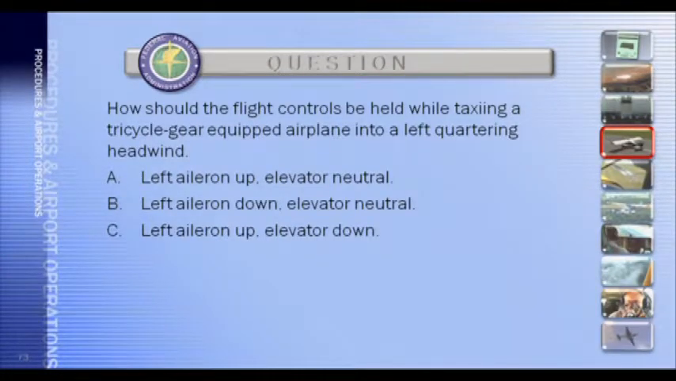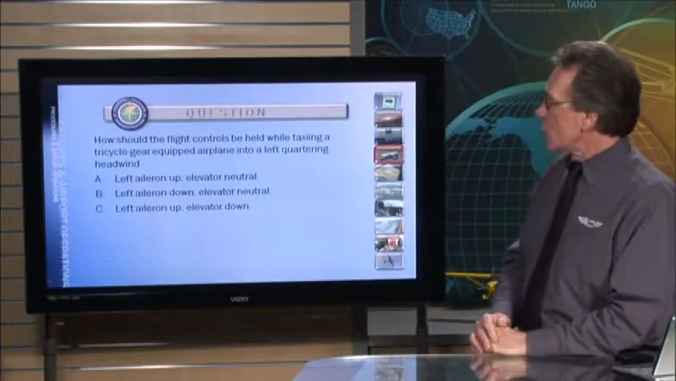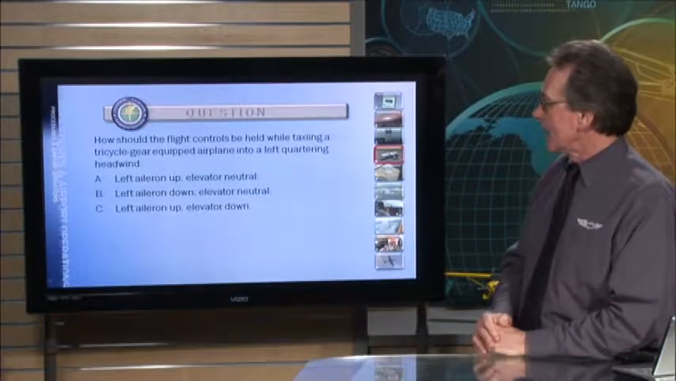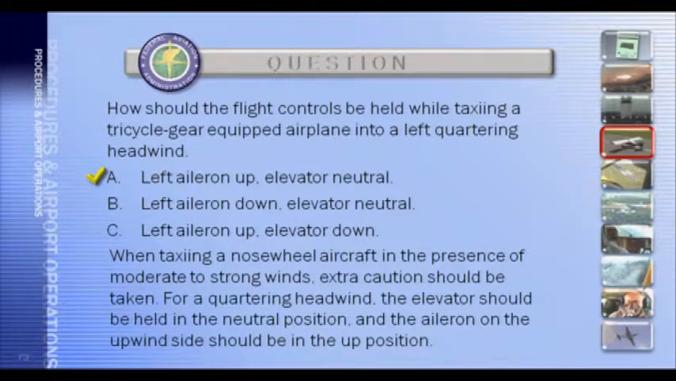A, B, or C, only one correct answer. All right, you have your answer? Good. How should the flight controls be held while taxiing a tricycle gear equipped airplane into a left quartering headwind? The answer is A, left aileron up, elevator neutral.